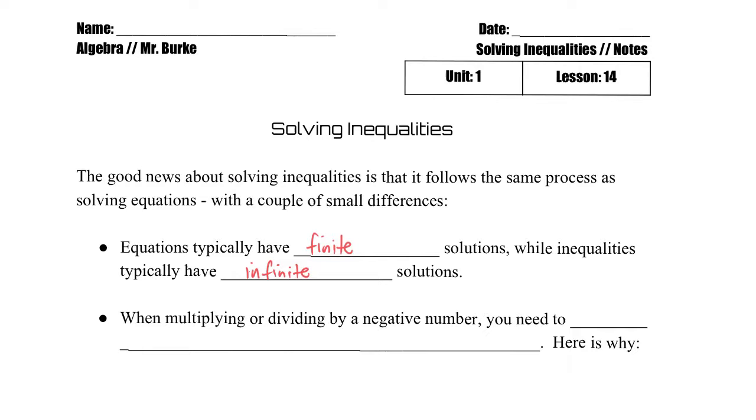When we say something like our solution set is x is greater than 5, we're talking about all the numbers that are greater than 5, and that's an infinite number of solutions. The only other difference that you need to know is that when multiplying or dividing by a negative number, you need to flip the inequality sign.